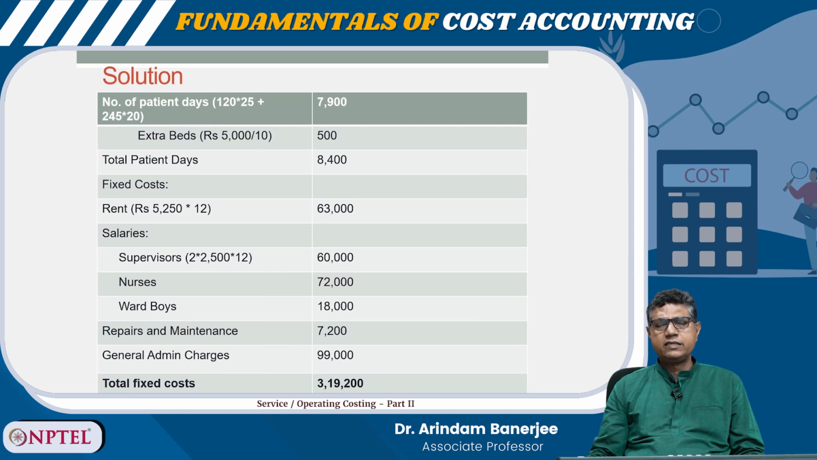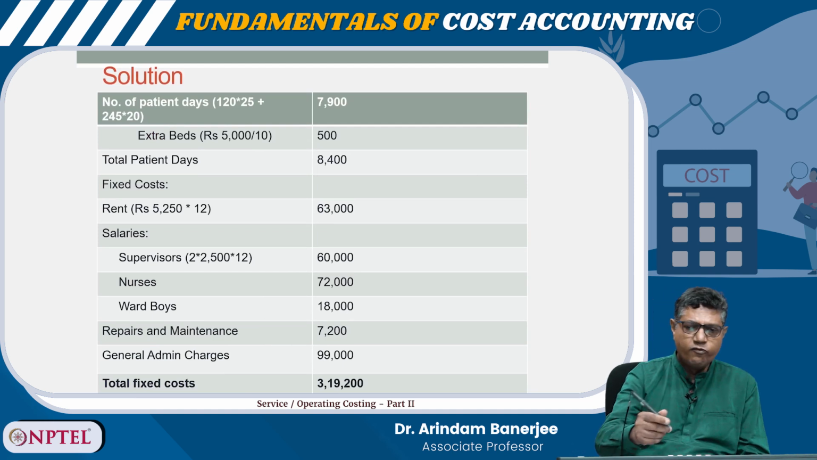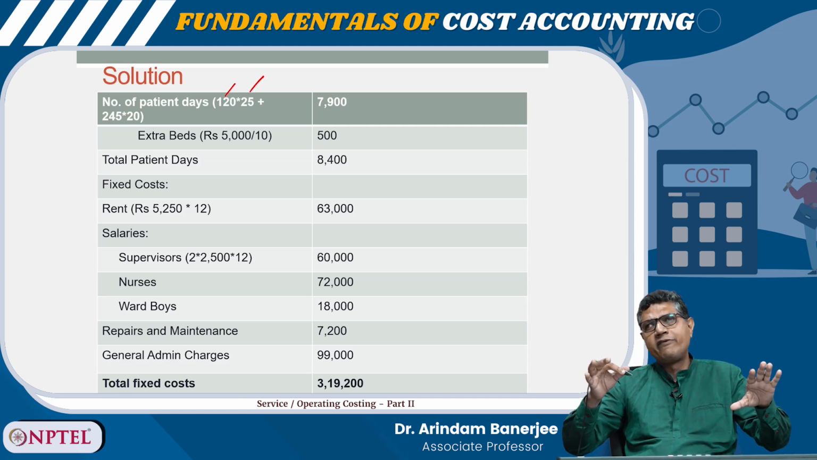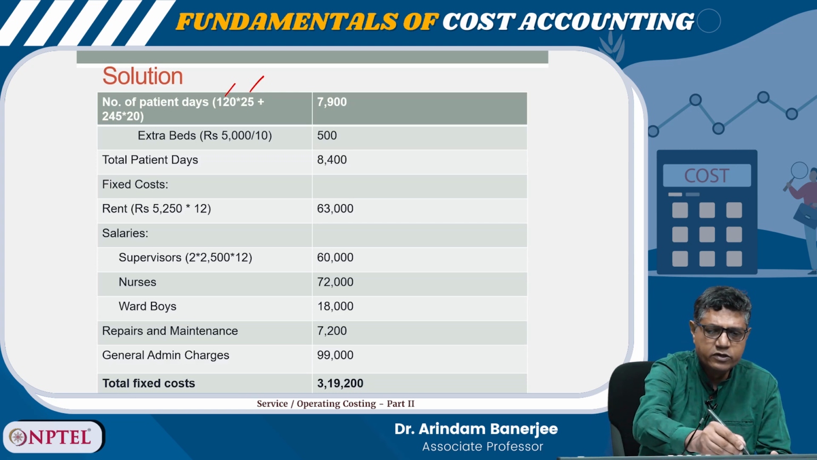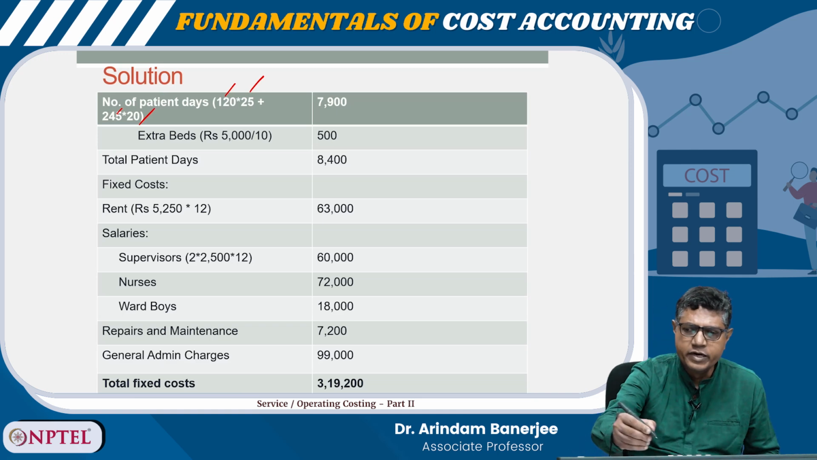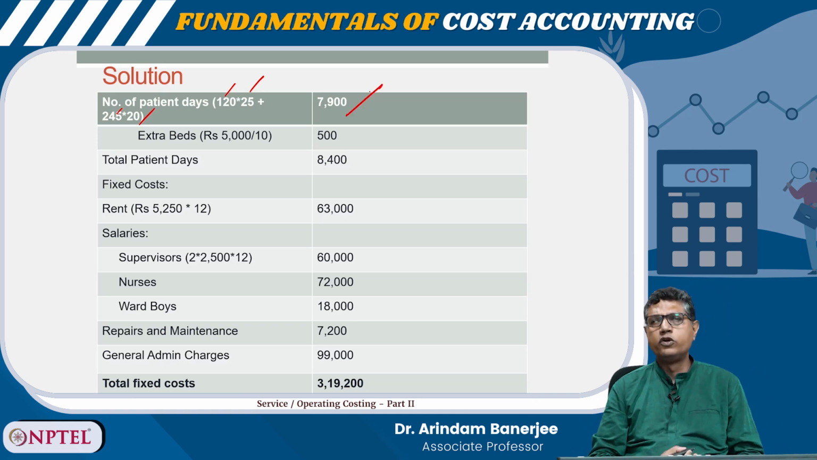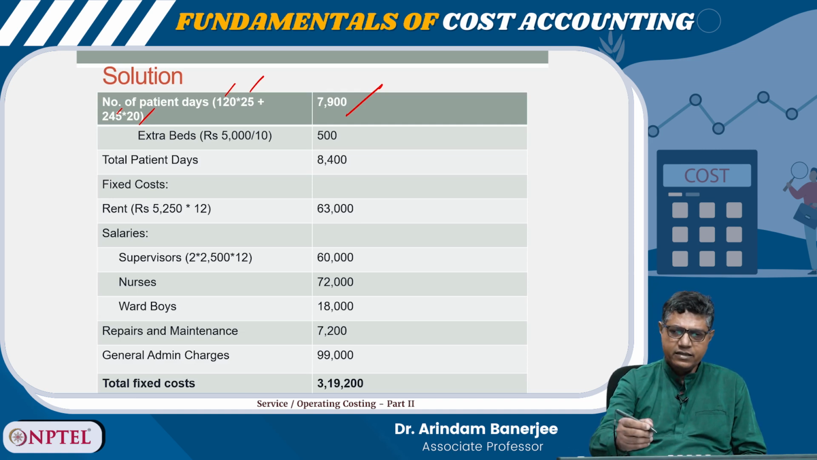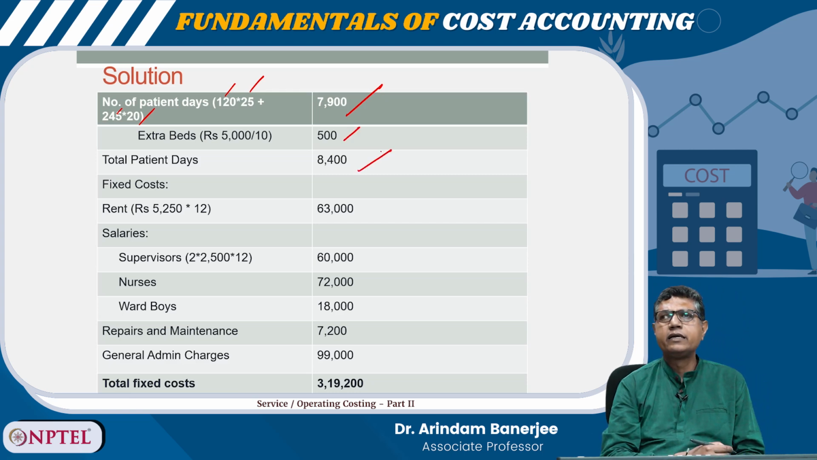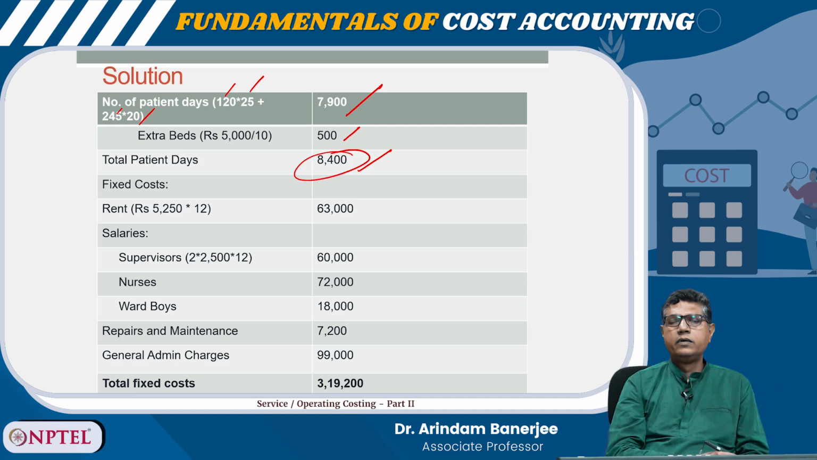Number of patient days: 120 into 25. So, in 120 days, all 25 beds remain occupied, and in the rest of the 245 days, the average occupancy is 20, right. So the total is 7,900, that is the number of patient days. Extra beds: how much? 5,000 divided by 10, that is 500. Total patient days if you add, it comes to 8,400.